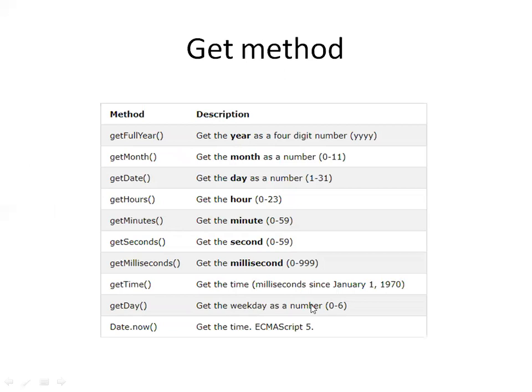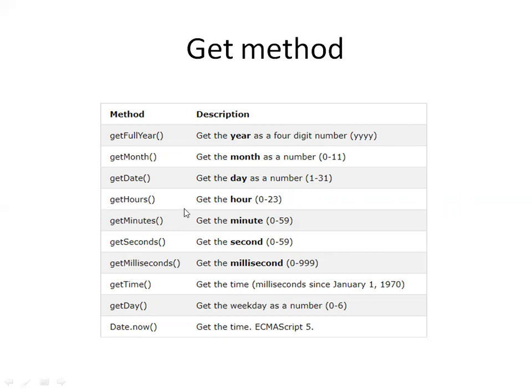These are the methods used to get information about the date object. These are the get methods. getFullYear is the method used to get the year as a 4-digit number. getMonth is used to get the month as a number. The range is 0 to 11. getDate is the method used to get the day as a number. The range is 1 to 31.